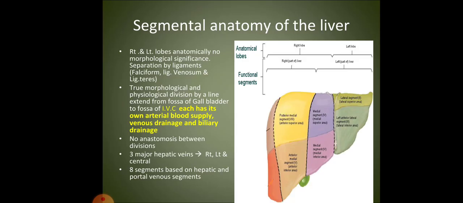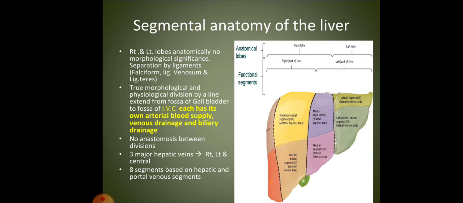Then the segmental anatomy of the liver. In the right and left lobes, anatomically there is no morphological significance. Separation is by ligaments like the falciform ligament, ligamentum venosum and ligamentum teres. The true morphological and physiological division is by a line extending from the fossa for the gallbladder to the fossa for the inferior vena cava. Each has its own arterial supply, venous drainage and biliary drainage.